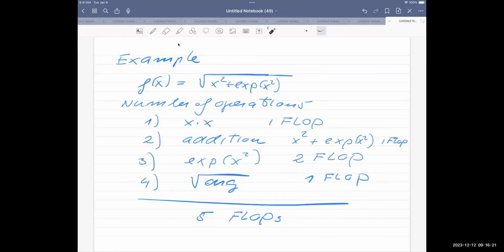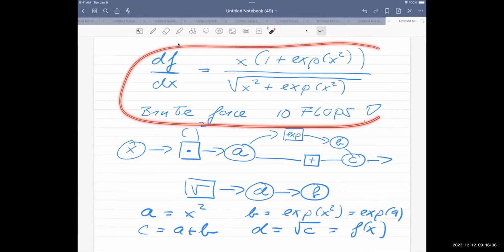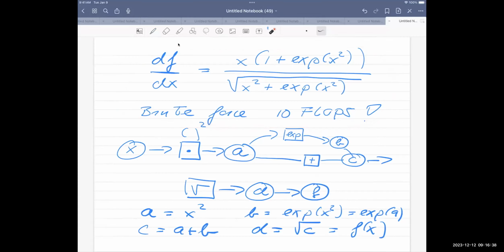This is not correct, but for this simple example, this is more than sufficient. So we would have 5 floating point operations for calculating that function. And then we could calculate the derivative and let, for instance, symbolic Python translate this one into code. And if no simplifications are made, this would give a brute force algorithm which corresponds to 10 floating point operations.